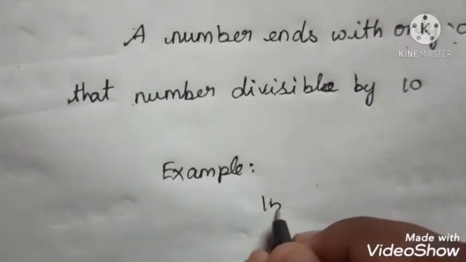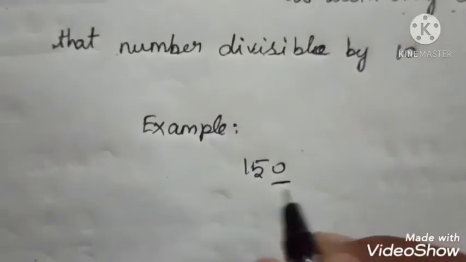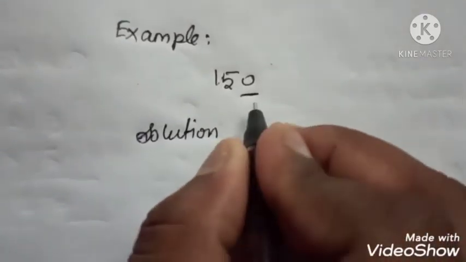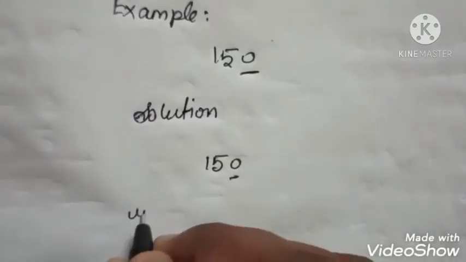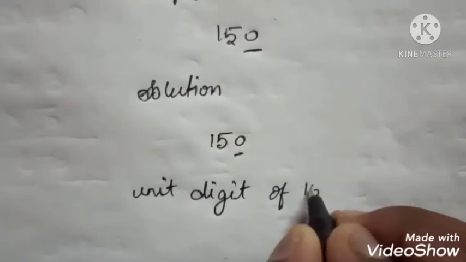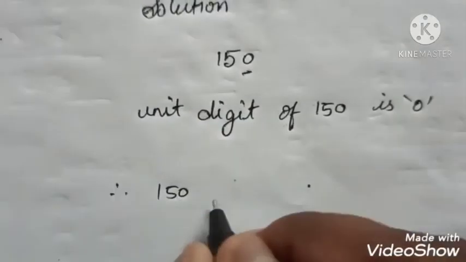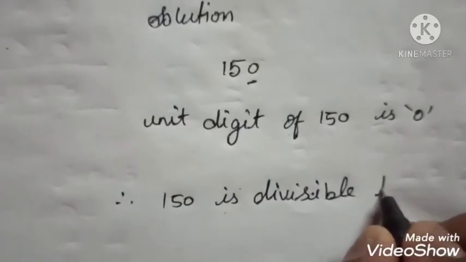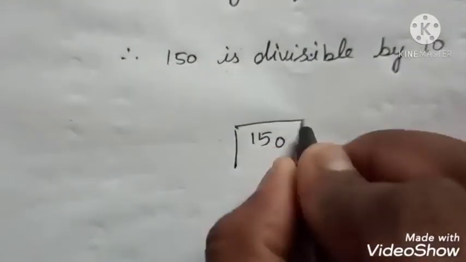For an example, I will take the same 150. Here the number ends with a 0. So I check it in a solution. Here this 150 is divisible by 10. I have to check the unit digit. The unit digit of 150 is 0. Therefore 150 is divisible by 10. So just check it. Yes, 150 can be divided by 10.